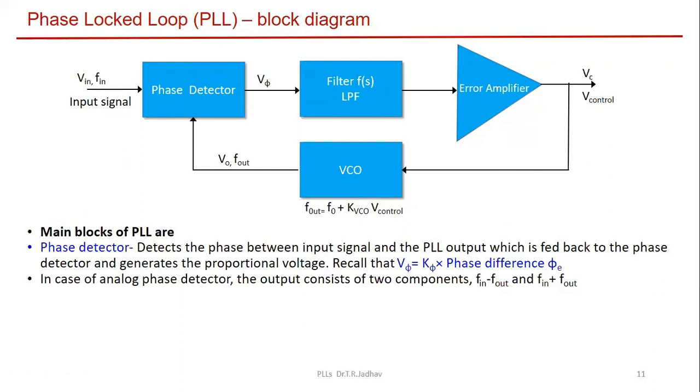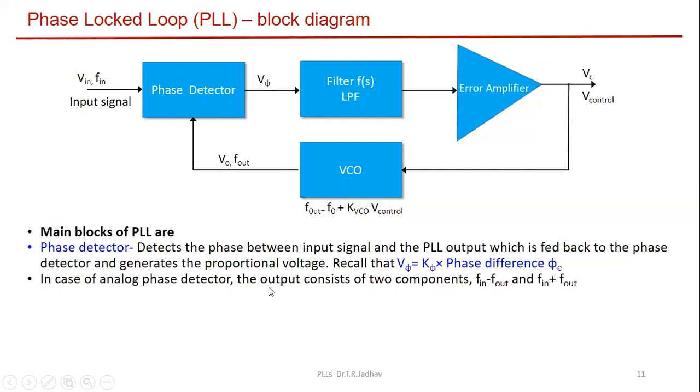So what are the main blocks of PLL? Phase detector is the first block. What is the functionality? It detects the phase difference between the input signal and the PLL output, which is fed back to the phase detector. As you see here, we have given this VCO output, that is the PLL output, as one of the inputs to the phase detector. And the phase detector has the job to find out the phase difference between Fin and Fout and generate the proportional voltage V phi.